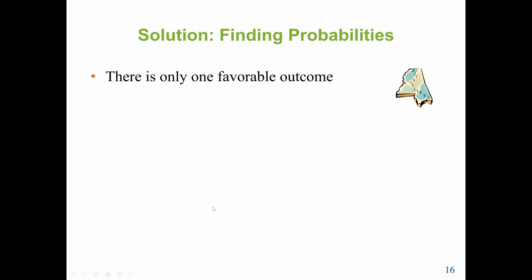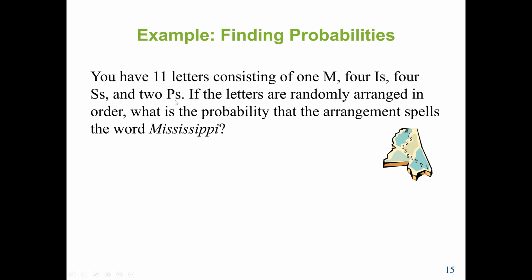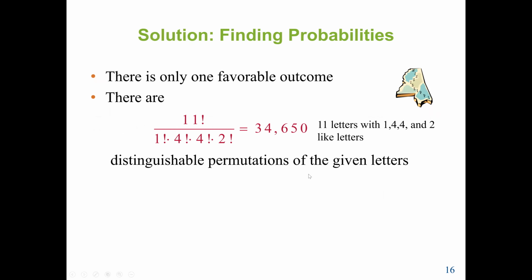And here we have 11 letters: 1 M, 4 I's, 4 S's, and 2 P's. Those are the factorials down below: 1 factorial, 4 factorial, 4 factorial, 2 factorial, for the possible letters of each kind. And this gives us 34,650. That is 11 letters with 1, 4, 4, 2 like letters. This is again a distinguishable permutation of the given letters.